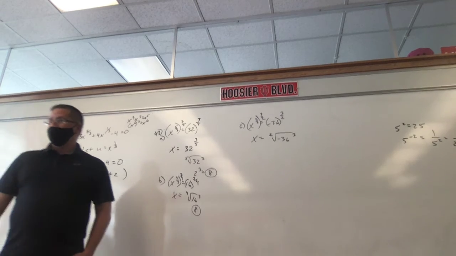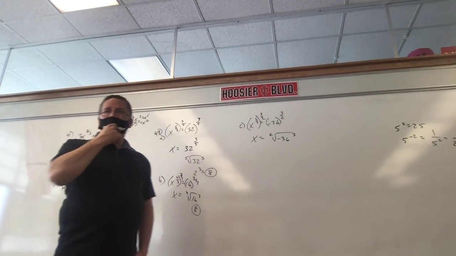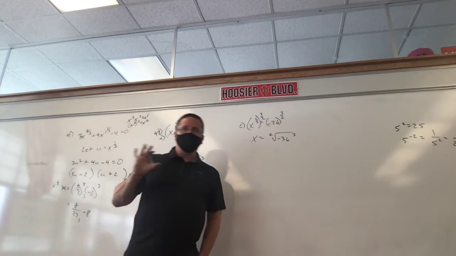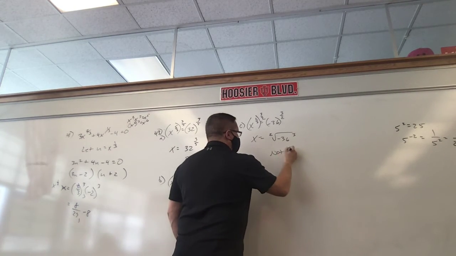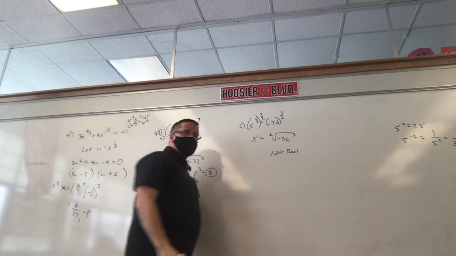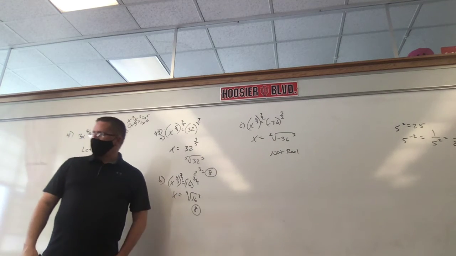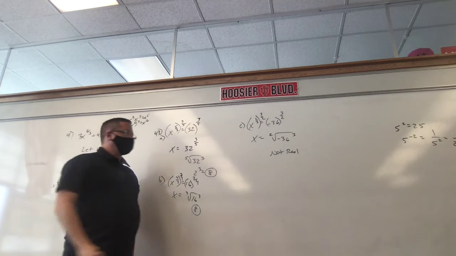It's imaginary. We're only dealing with real numbers right now, okay? So be careful. There is an answer, but there's no real answer. Let's put down not real. Why isn't it negative 6? Because negative 6 times negative 6 is 36. It's positive 36.